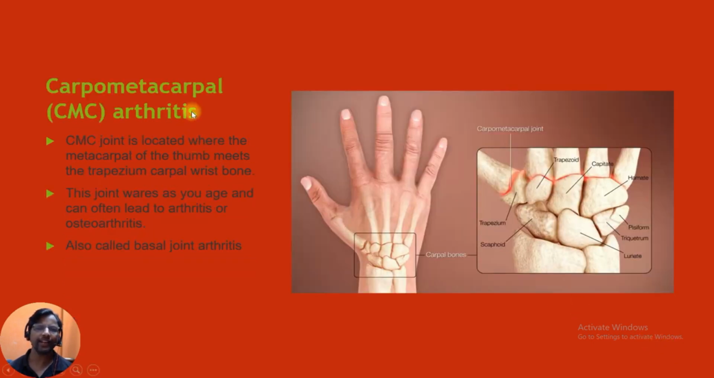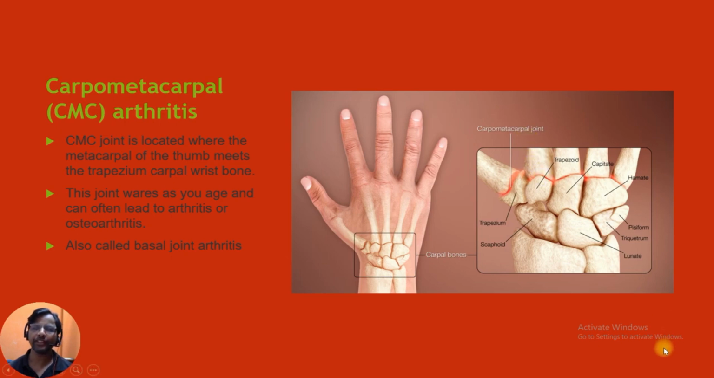Next one is carpometacarpal arthritis. Usually we will call it CMC. CMC means carpometacarpal, so these are the carpometacarpal joints. These are the carpal bones: trapezium, scaphoid, trapezoid, capitate, hamate, pisiform, triquetrum, lunate. All these are carpal bones. So the joint between these carpal bones and metacarpals is called the carpometacarpal joint.